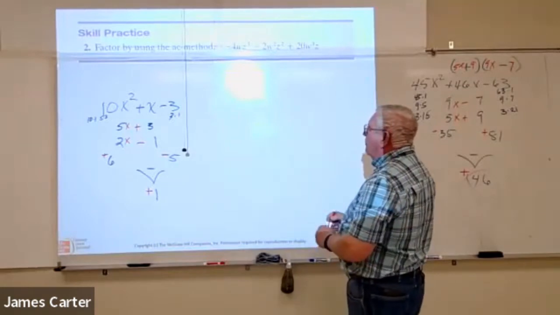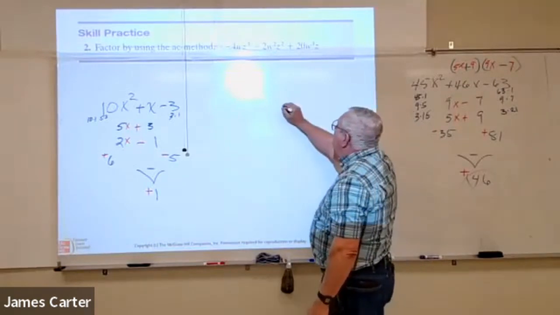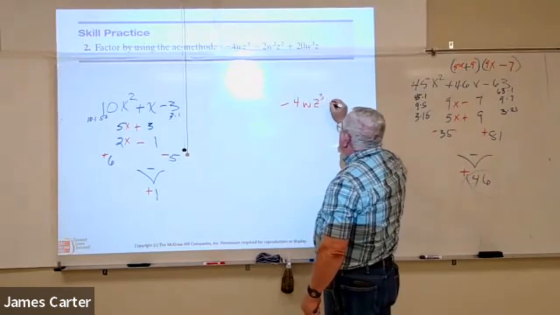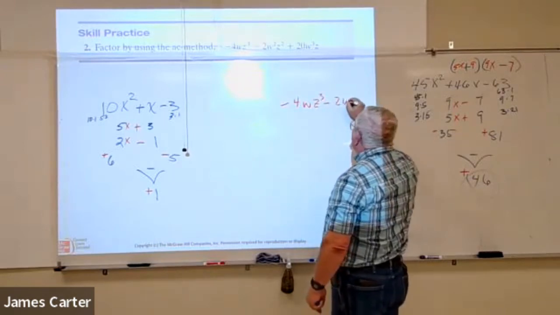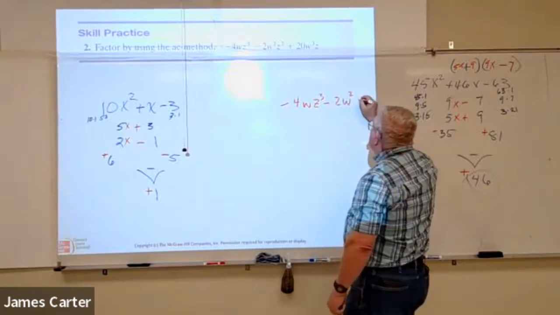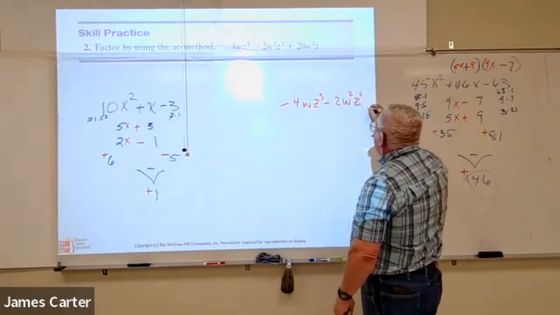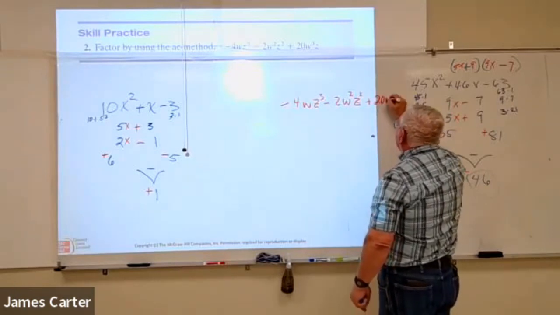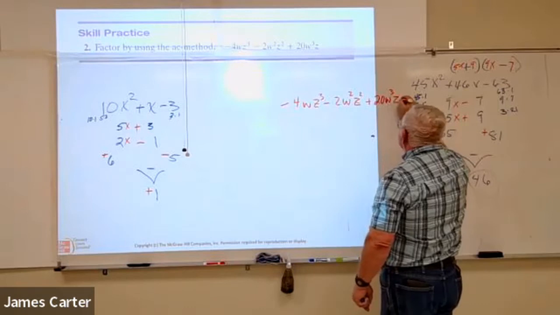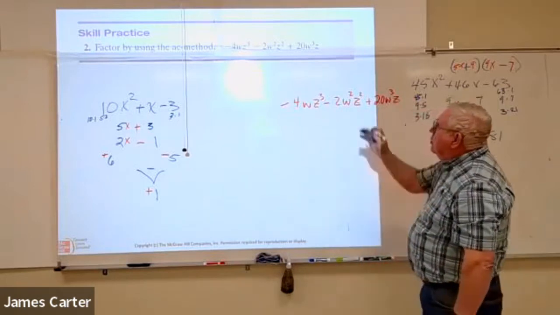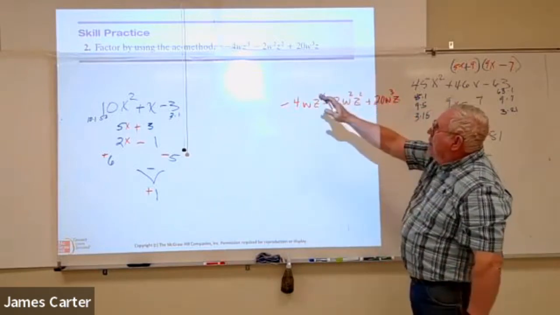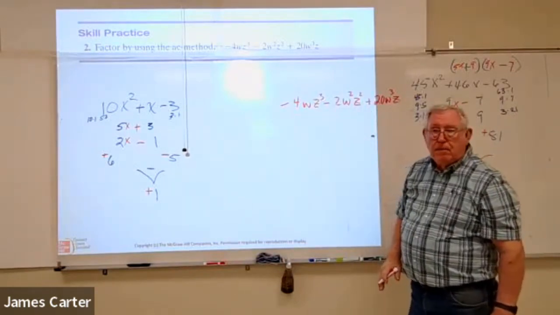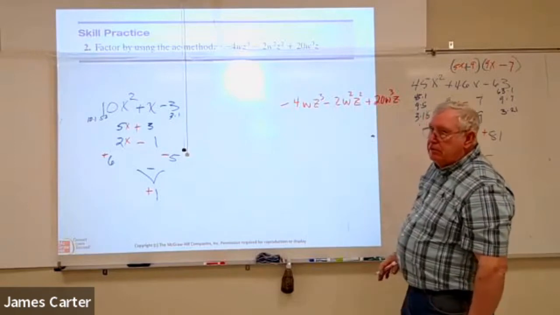Isn't this just the same problem with variables? Negative 4wz cubed minus 2w squared z squared plus 20w cubed z. Notice that as the z's went down, the w's went up in pattern, in powers. Okay, that'll usually happen.